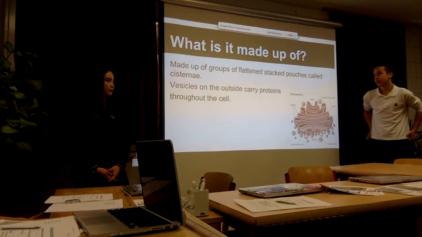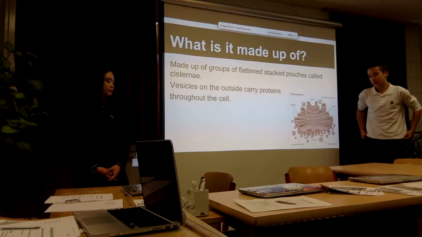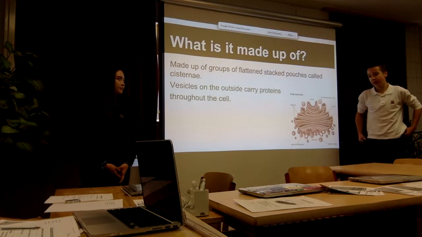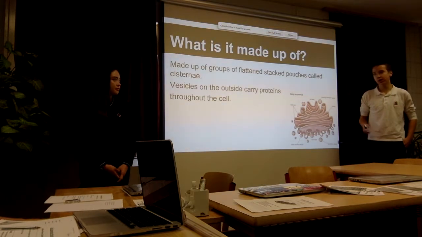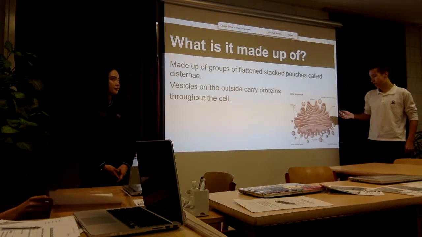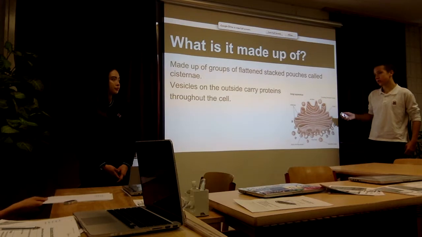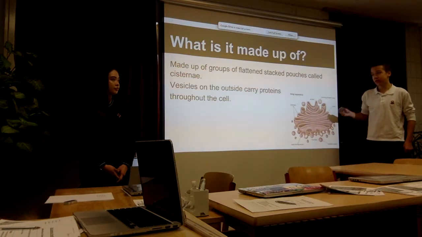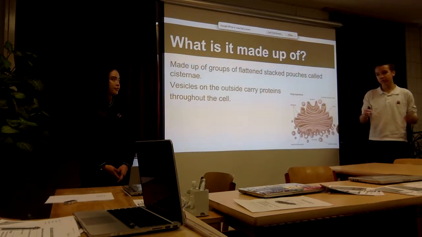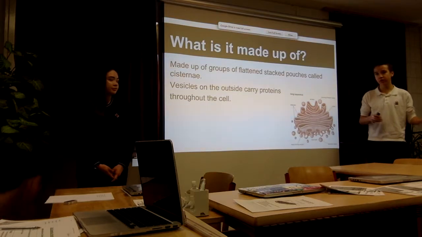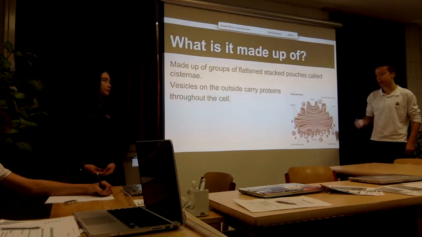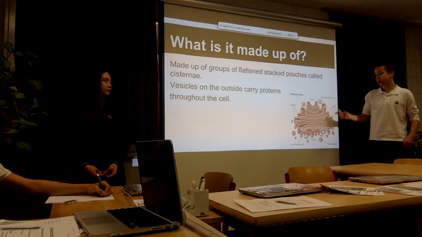And what is it made up of? The Golgi apparatus is made up of flattened stacked pouches called cisternae. These are the things in which the proteins are modified and then pushed to the vesicles. And the vesicles are what carry the proteins from the endoplasmic reticulum to the Golgi apparatus and then out. So it comes in as a protein vesicle, and then it'll leave as a secretion vesicle.